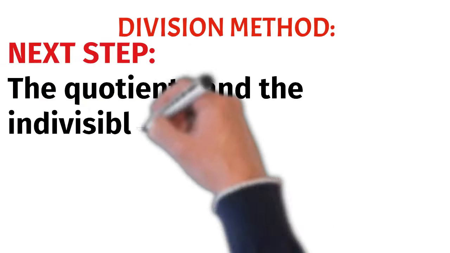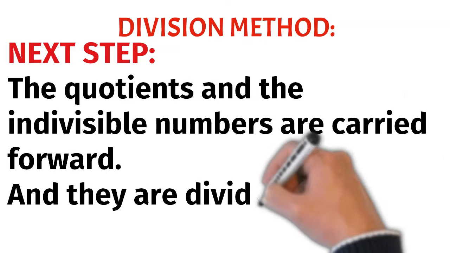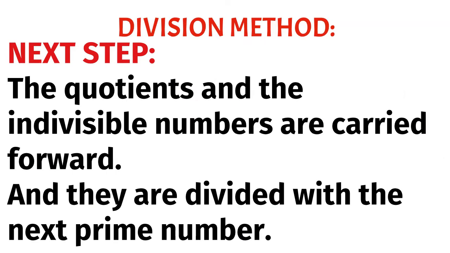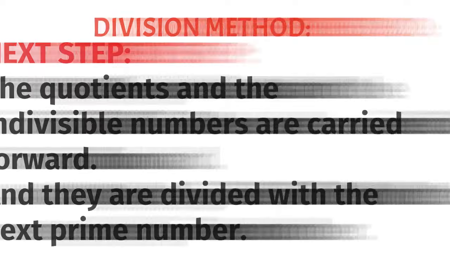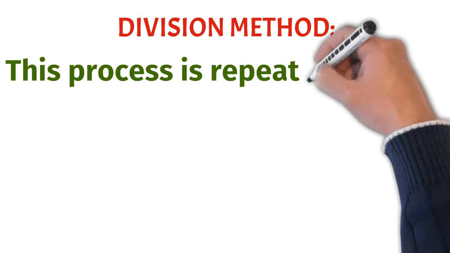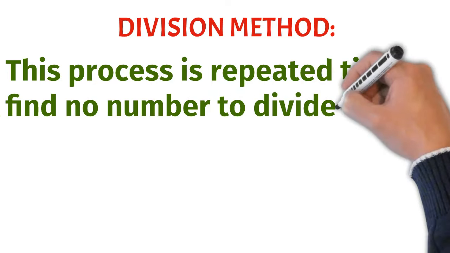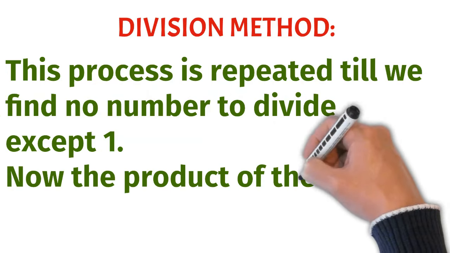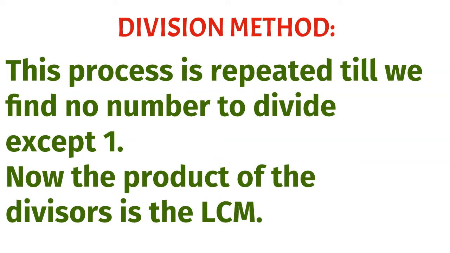In the next step, the quotients and the indivisible numbers are carried forward and they are divided with the next prime number. This process is repeated till we find no number to divide except 1. Now the product of divisors is the LCM.